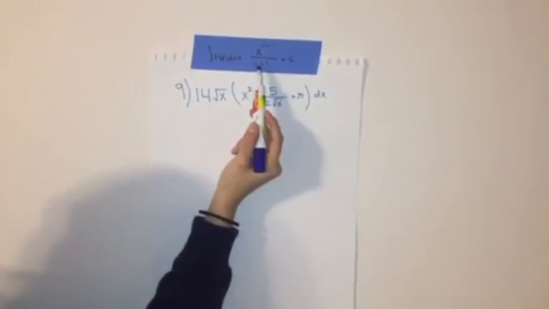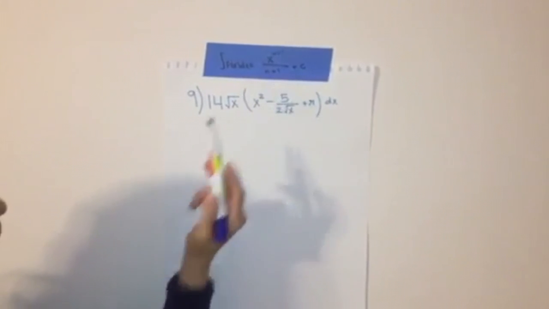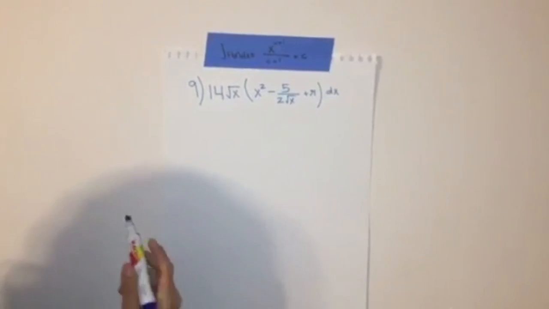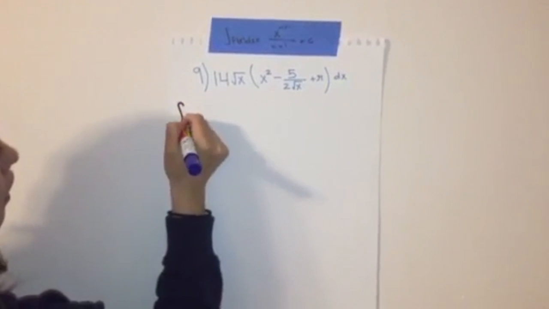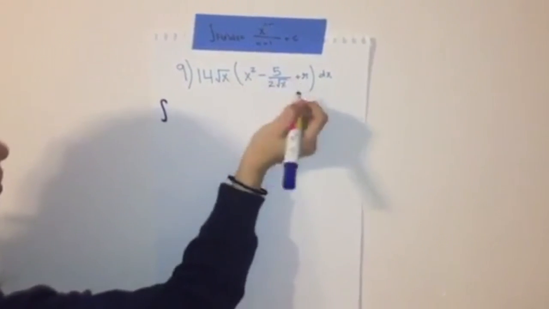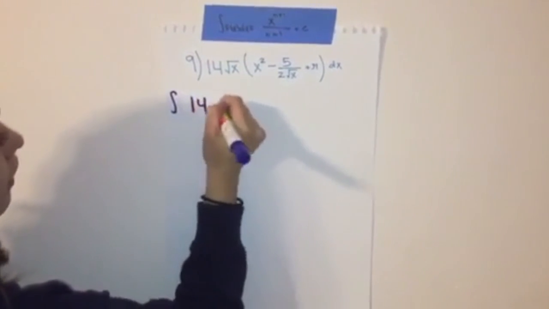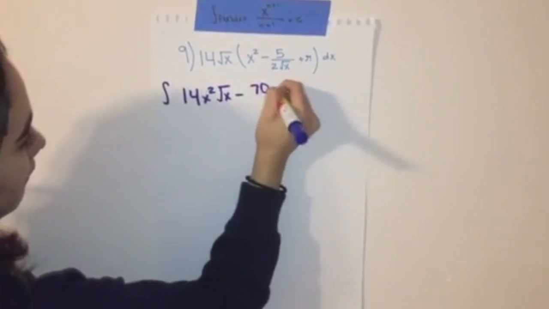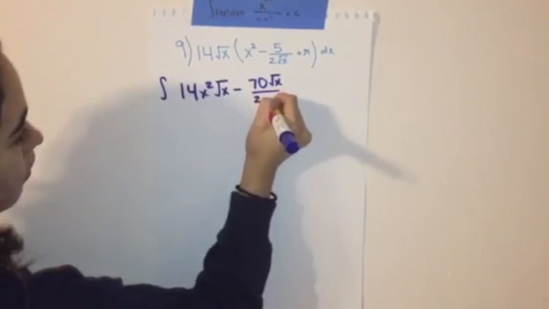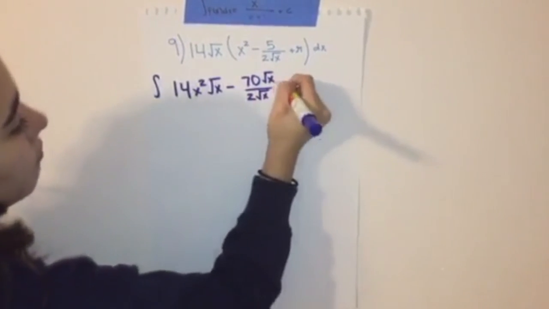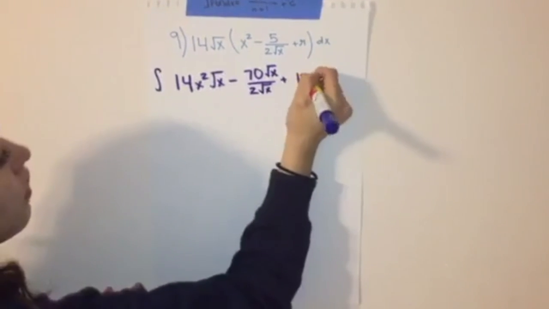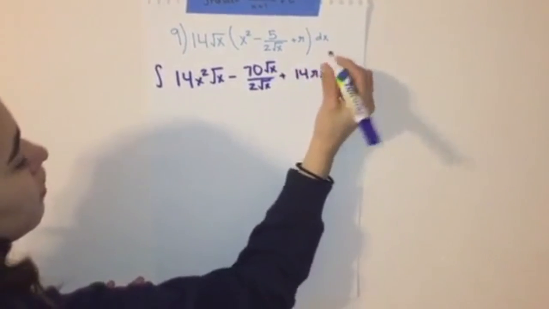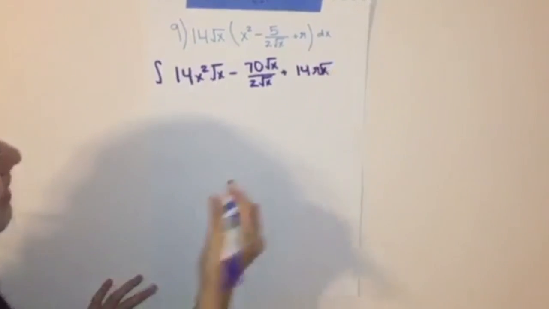To solve this problem, we are going to use the formula of integration, which is x to the power of n plus 1 divided by n plus 1 plus c. So what we're going to do first is distribute the 14 square root of x to the rest of the terms, which is going to give us 14x squared times square root of x minus 70 square root of x divided by 2 square root of x plus 14 pi times square root of x.